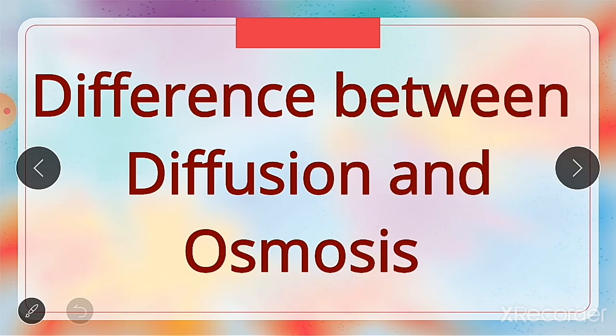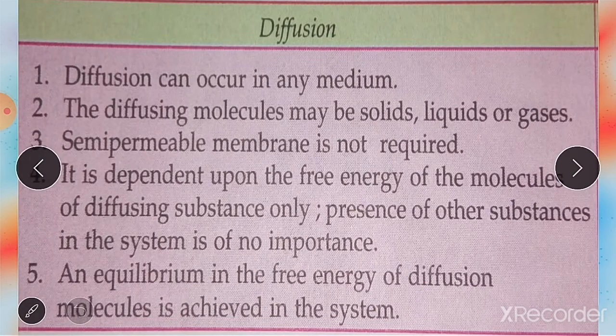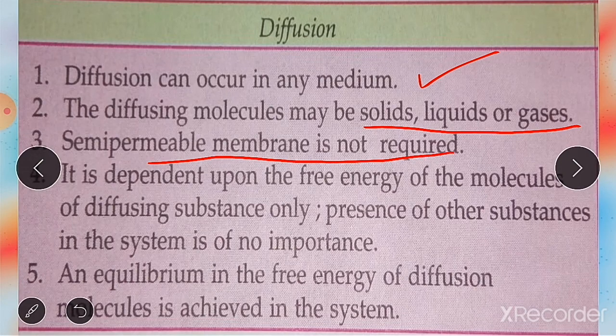Now what is the difference between diffusion and osmosis? First we will read about diffusion. Diffusion can occur in any medium. The diffusing molecules may be solids, liquids or gases. That means the diffusion process occurs in solids, liquids and gases. In diffusion, a semi-permeable membrane is not required. Number 4, it is dependent upon the free energy of the molecules of diffusing substances only.